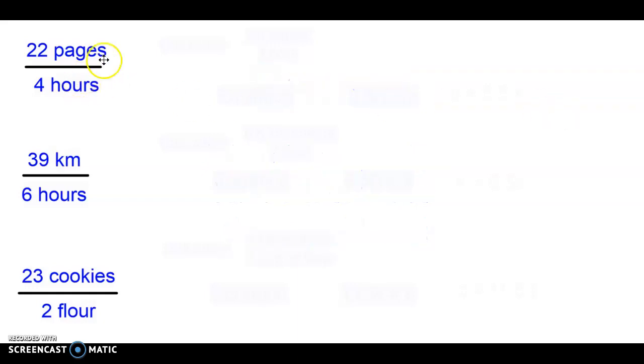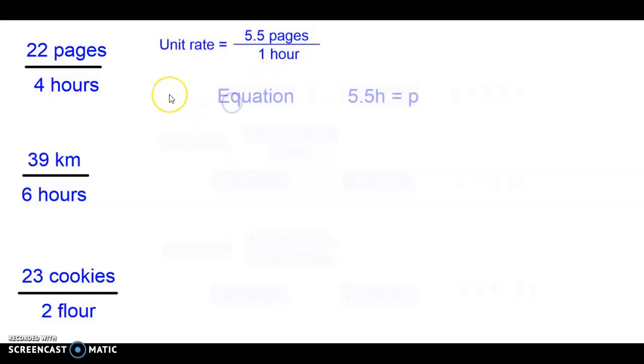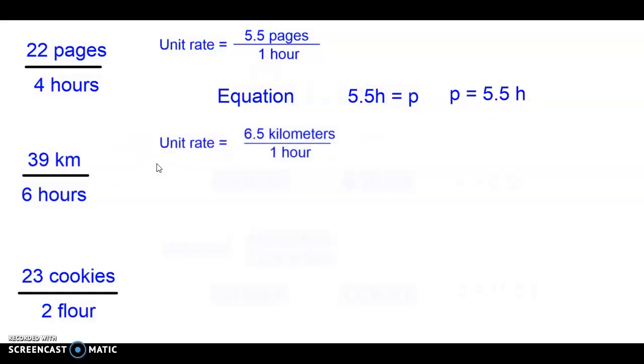Okay, back at it. Top problem, your first thing you do is you'd find your unit rate. It's 5.5 pages per hour. Your equation should have been 5.5h equals p, or reversed, p equals 5.5h. The second problem, your unit rate, 6.5 kilometers per hour. Your equation then, 6.5 times h is equal to k. Or reversed, k is equal to 6.5h.